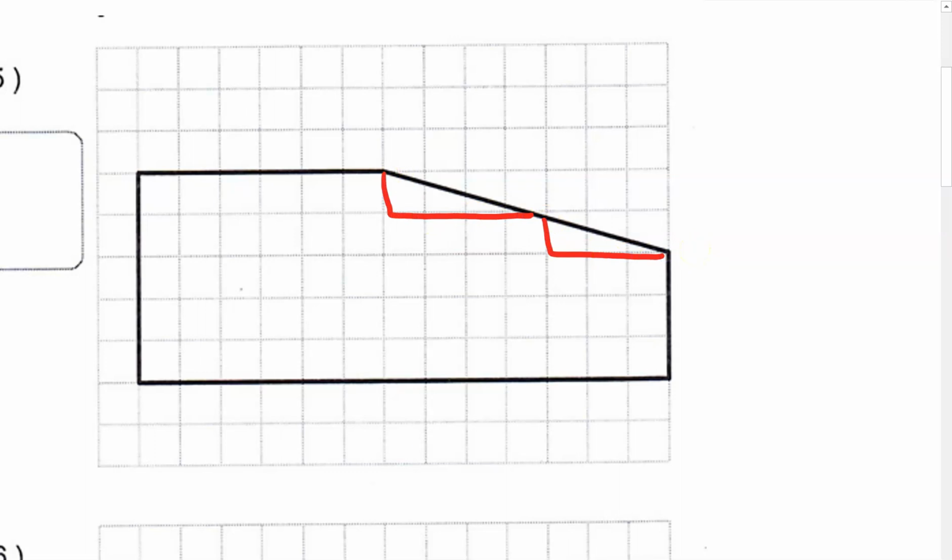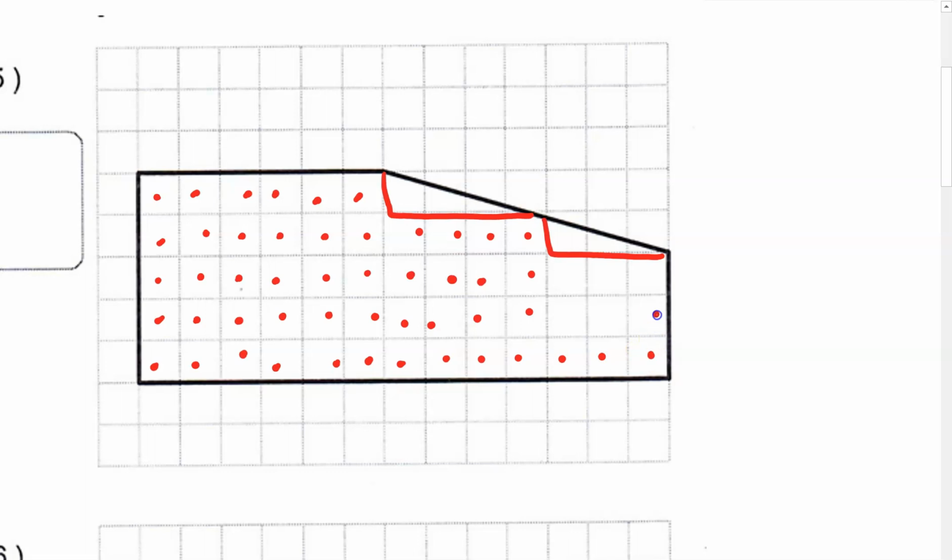So the whole squares, 1, 2, 3, 4, 5, 6, 7, 8, 9, 10, 11, 12, 13, 14, 15, 16, 17, 18, 19, 20, 21, 22, 23, 24, 25, 26, 27, 28, 29, 30, 31, 32, 33, 34, 35, 36, 37, 38, 39, 40, 41, 42, 43, 44, 45, 46, 47, 48, 49, 50, 51, 52, 53, 54, 55. 55 whole squares. Now I've got to add up these bits.